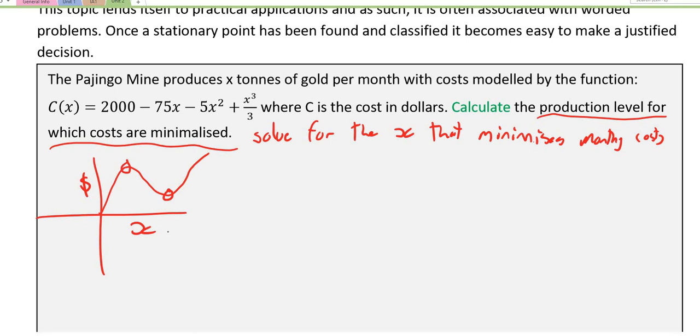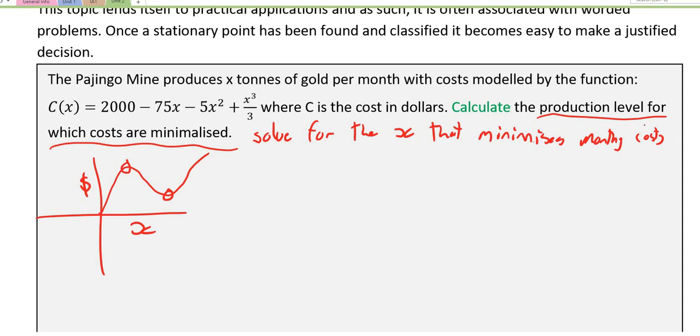It's our goal. So to do that, we're just going to do the same process we've been doing. Find the turning points, find which one's a minimum, and all it asks us is the production level. So we don't even need to find what the cost is. We just need to know the production level, so what the x value is. So how many tons do we want to mine so that we minimize costs?